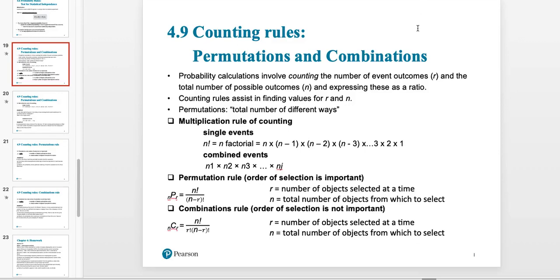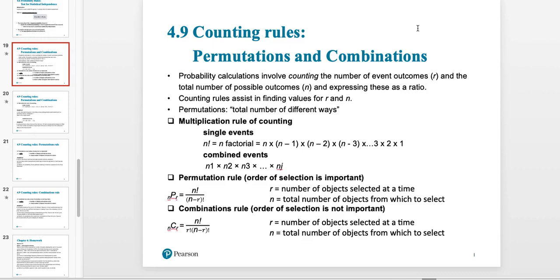Okay, so now we've reached our last segment of this learning opportunity, which will mainly look at the counting rules in probability, which is permutation and combination. So the probability calculation, as we can observe now, involves counting the number of event outcomes, r, which we've already seen in some aspect. These are counted out of the total of the possible outcomes, which is n, and they are expressed in ratio.